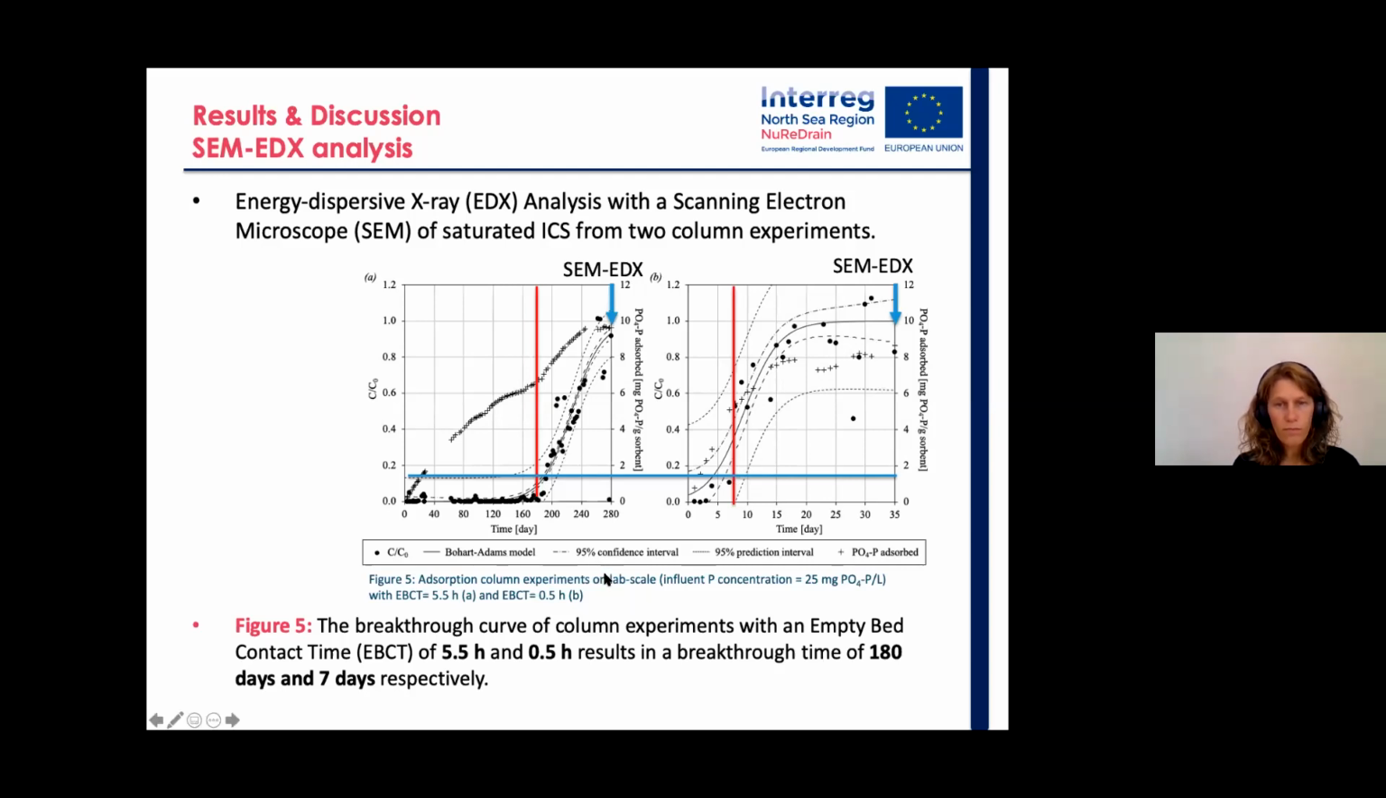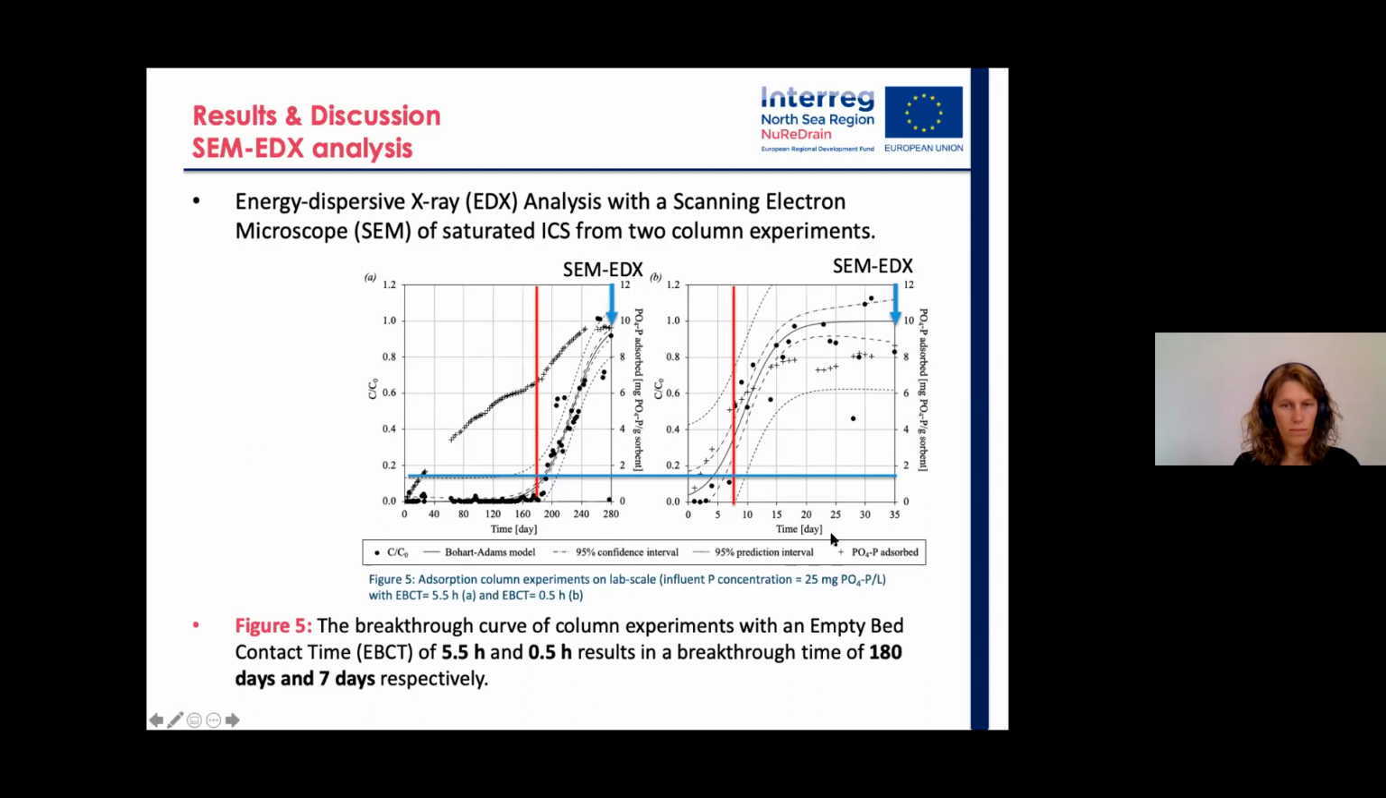What we could see is, in adsorption, we are looking for the breakthrough of the filter. Let us say in the first experiment, we have a breakthrough at day 80, and we say then we have to stop filtering and desorbing. We let the experiment go to the complete saturation of the filter, and at day 280 we took a sample of the granules, and these granules were analyzed by electron microscopy with EDX.